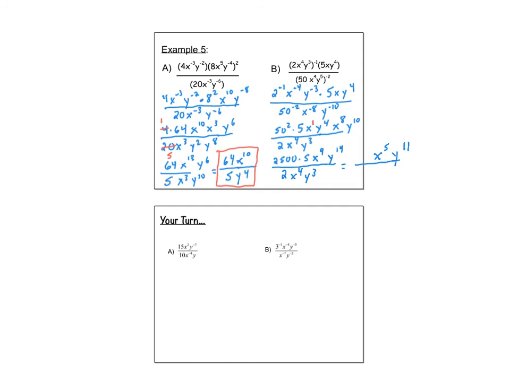2,500, if I reduce that down there with 2, two goes into 2,500 there 1,250. So then I can take 1,250 there and just multiply it by 5 there, and I'm going to get 6,250. And there's like a 1 down here, so I don't need that. So I get 6,250, x to the 5th, y to the 11th.